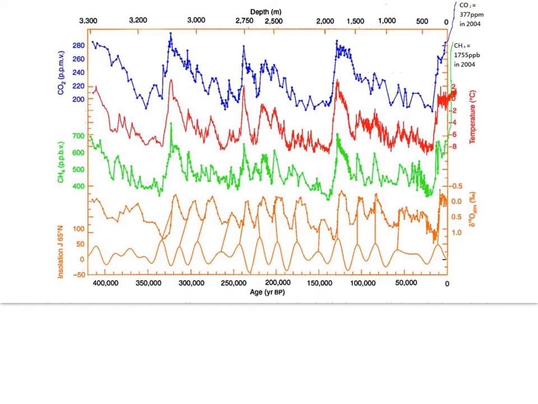Basically, on the x-axis we've got time, so this is the present day, and this is going back to 420,000 years. So this is the time in years before present. That's what BP stands for, before present. And we've got 4 different types of gas that are recorded here. We've got the carbon dioxide shown up here. We've got the methane shown here.